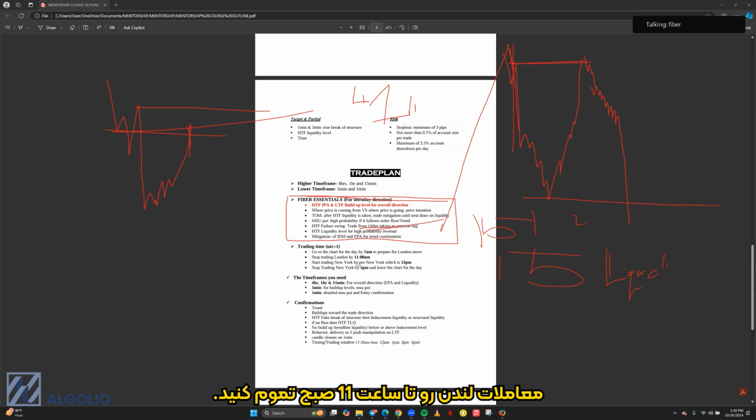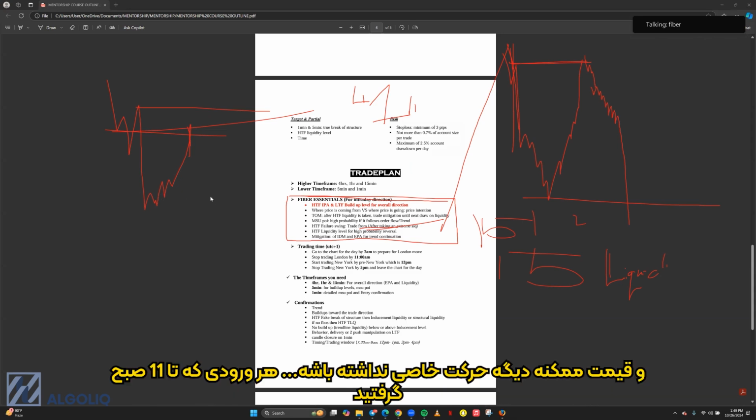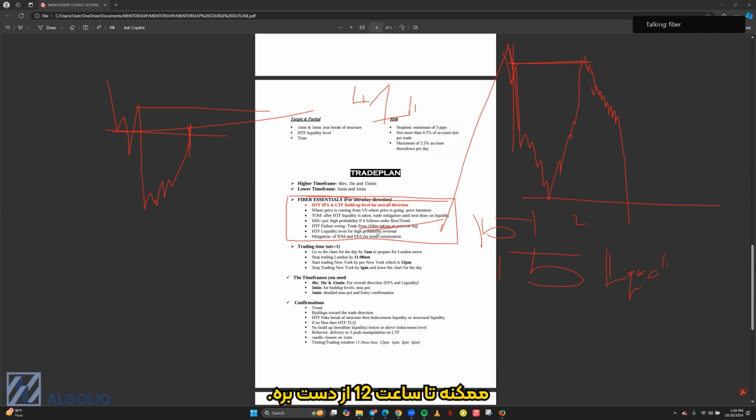Stop trading London by 11 a.m. That means from 11 a.m., you're going to be seeing low volume or low volatility in price, and whatever entry you get by 11 a.m. might be taken out by 12. So it's just better to leave the chart by 11. It's always good to give a 1 hour break between sessions.